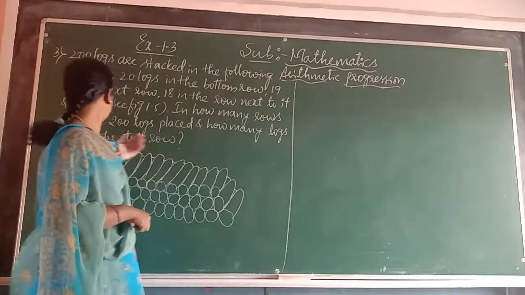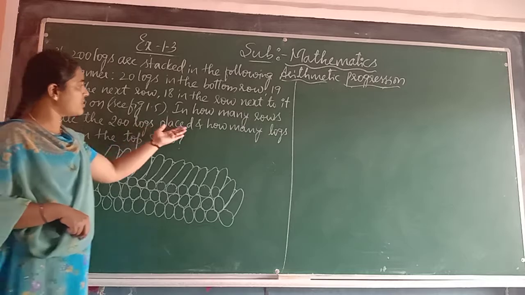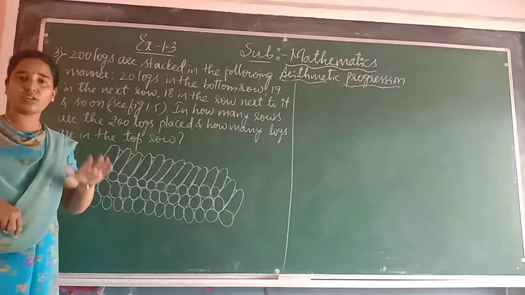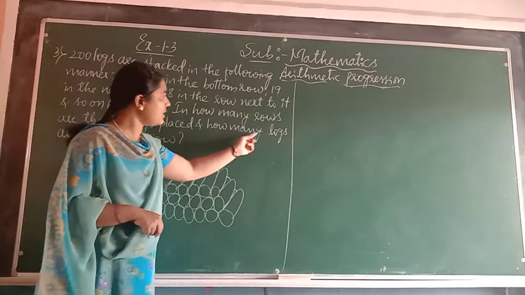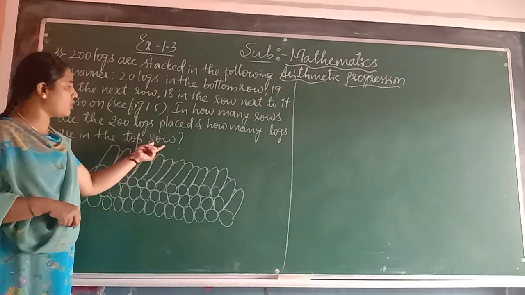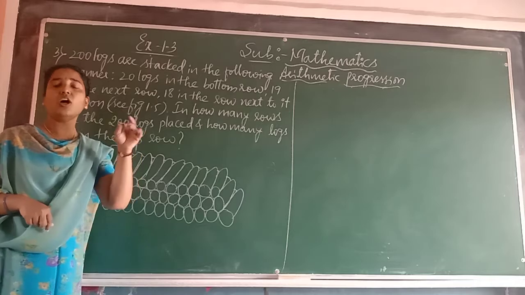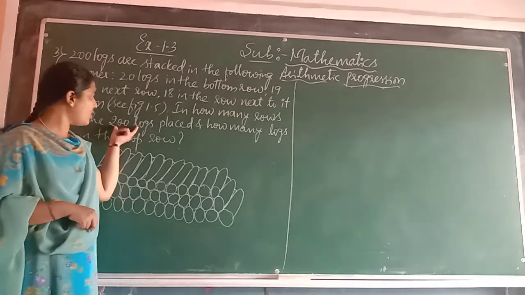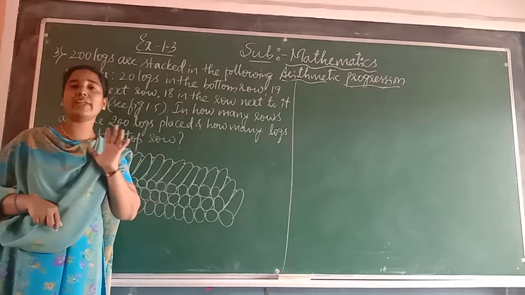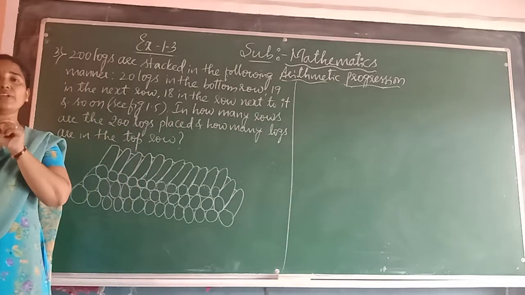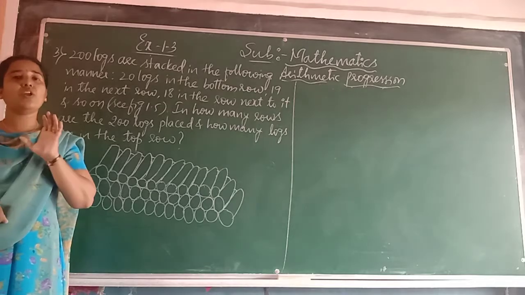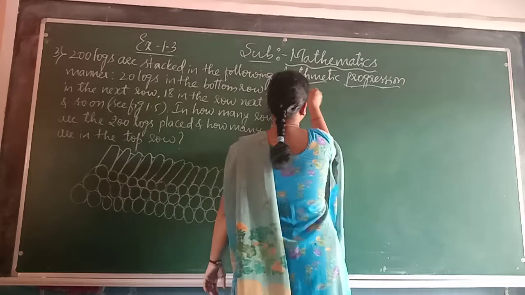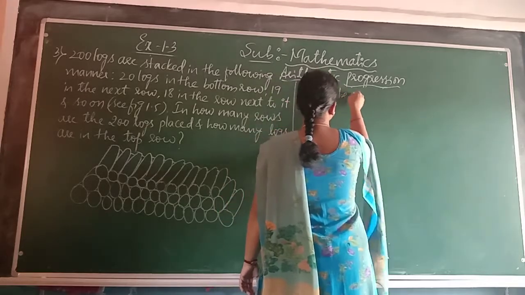In how many rows are the 200 logs placed? In how many rows were the 200 logs arranged, and how many logs are in the top row? In the topmost row, how many logs are there we have to find, and the 200 logs were arranged in how many rows? That means the number of terms, that is the number of log rows, we have to find now. That is right.